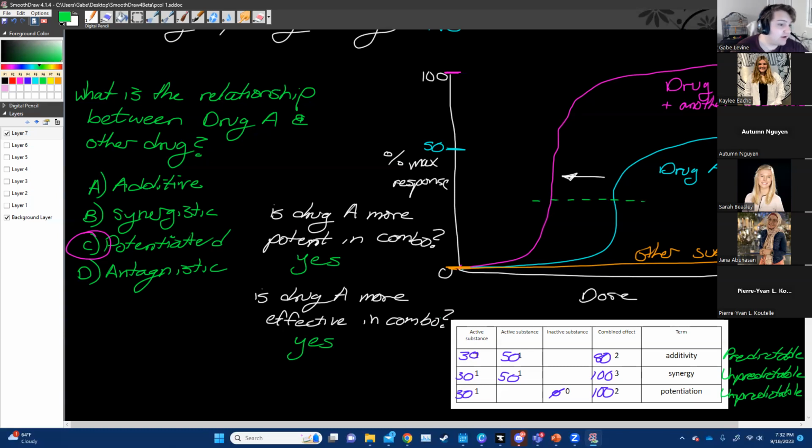Yes, potency follows the x-axis, efficacy follows the y-axis. No problem.